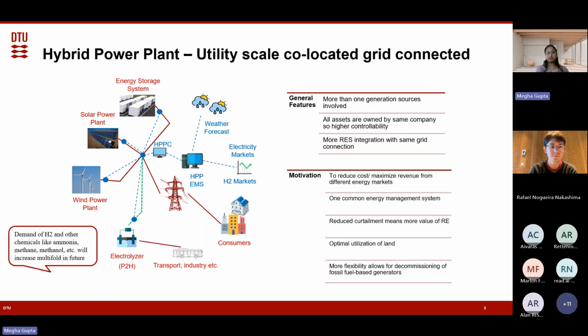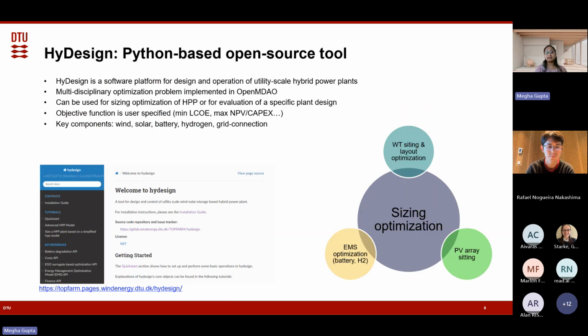With all these motivations, this kind of configuration is being studied, and how we are modeling it is using a tool called HyDesign, which is a Python-based open source tool. It's a software platform for the design and operation of such utility scale hybrid power plants. In this tool, we are capable of doing wind turbine and wind plant siting and layout optimization, PV array siting, and energy management system optimization, including battery and hydrogen degradation of different components. So all these things can be done together.